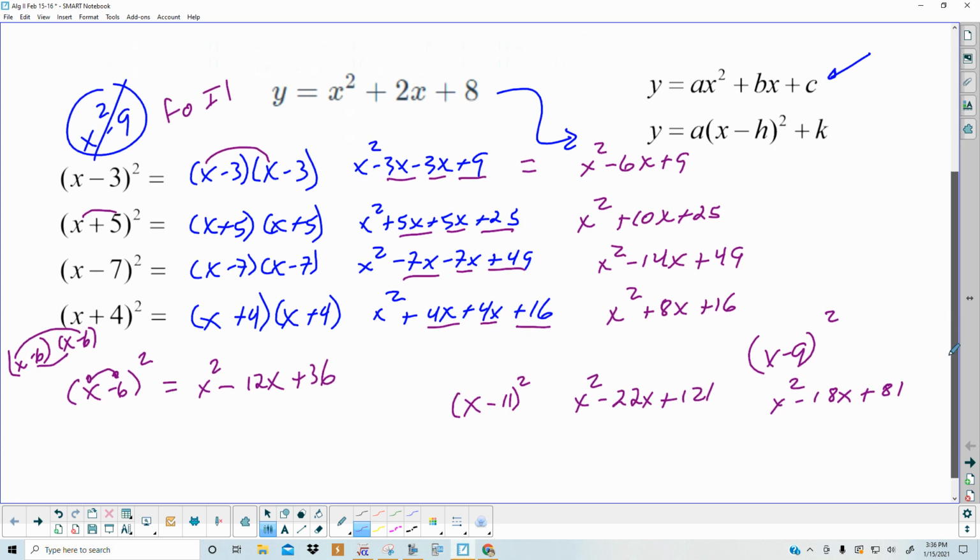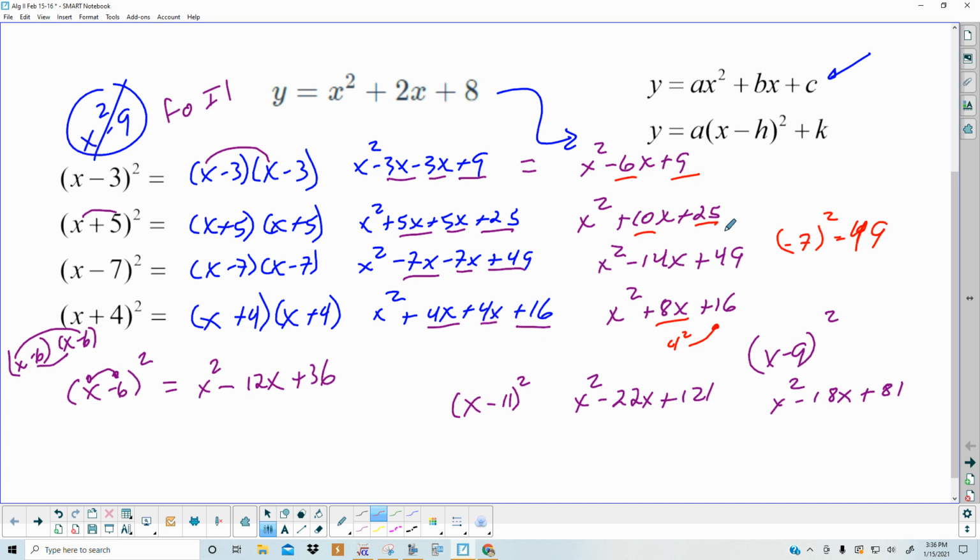Now, there's another piece you need to get from what I just did, looking at the answers here. What is half of 8? Square it. It's the end. What's half of negative 14? Square it. It's the end. Half of 10 is 5, squared is 25. Half of negative 6 is negative 3, squared it's 9. Half the middle squared is the end.